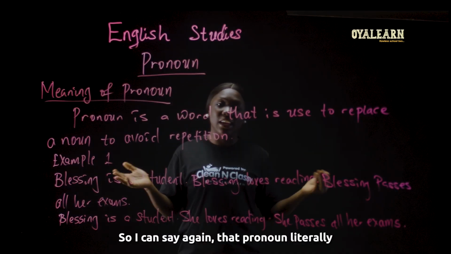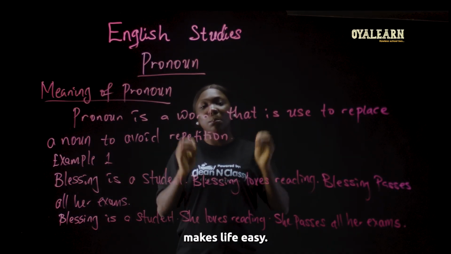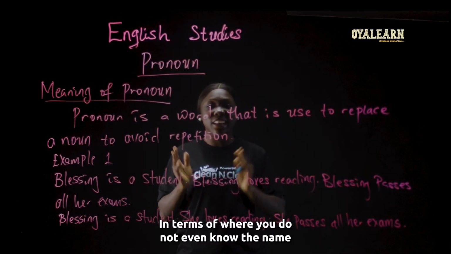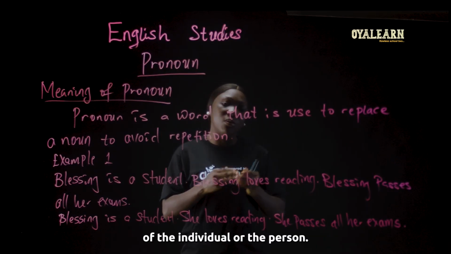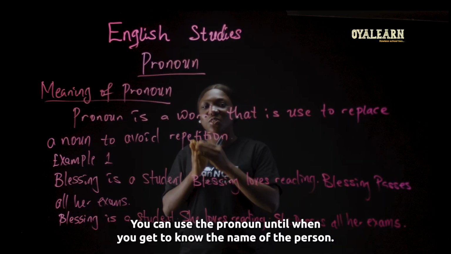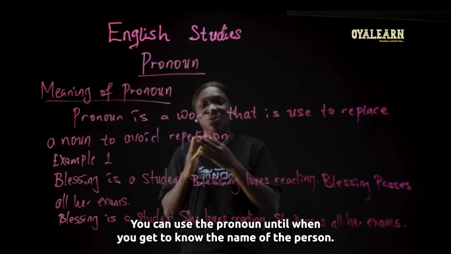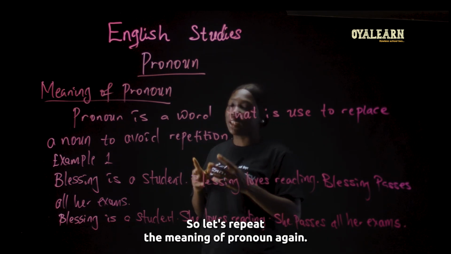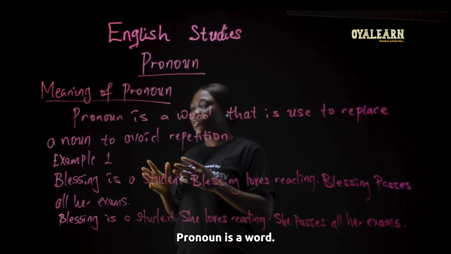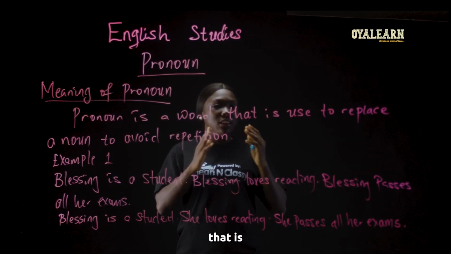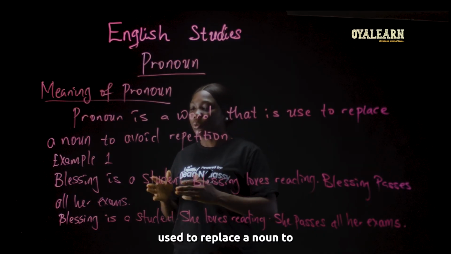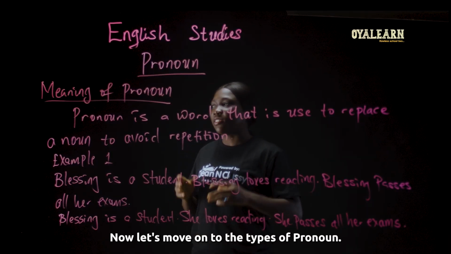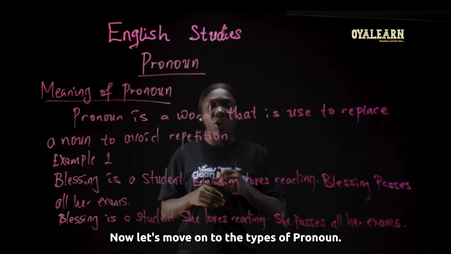So I can say again that pronoun literally makes life easy. In terms of where you do not even know the name of the individual or the person, you can use the pronoun until you get to know the name of the person. So let's repeat the meaning of pronoun again. Pronoun is a word that is used to replace a noun to avoid repetition. Good. Now let's move on to the types of pronoun.